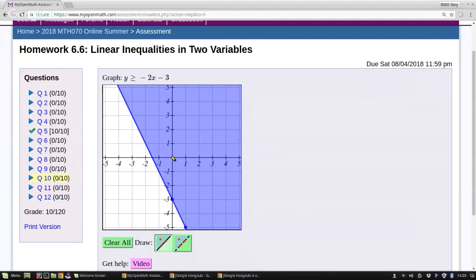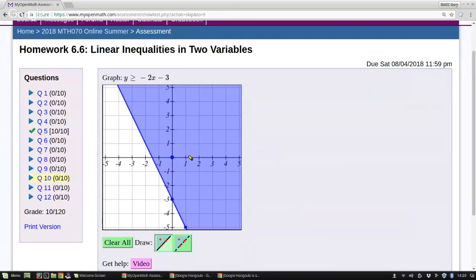Now, generally, if I have a choice, I like plugging in 0, 0. Let's try it. So if x is 0, I'm going to get negative 3 on the right. Y is 0, then the inequality says 0 is greater than or equal to negative 3. That's true. So that leads me to believe I should shade this side.